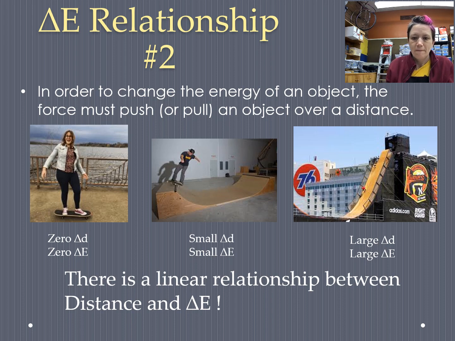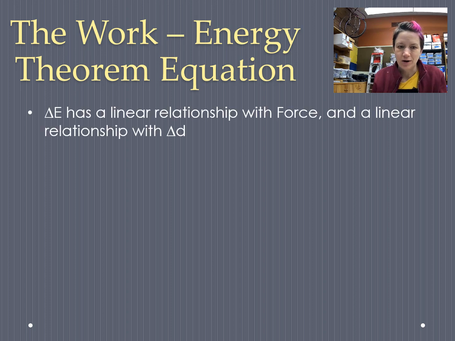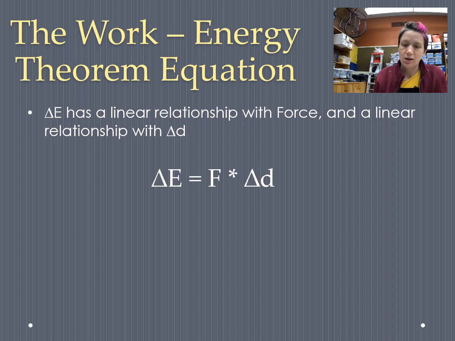for that force. So you put these 2 simple linear relationships together and you end up with something known as the work-energy theorem. And I would argue this is the most useful equation in all of physics. So get this one down and get a good box around it. Essentially, we know that delta E has a linear relationship with forces and also a linear relationship with delta D. Therefore, delta E is equal to force times distance.